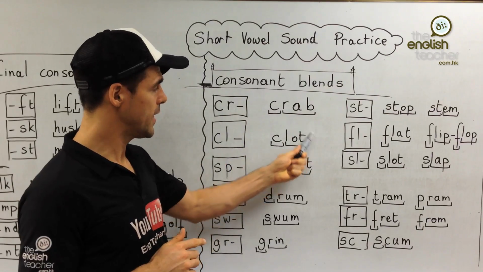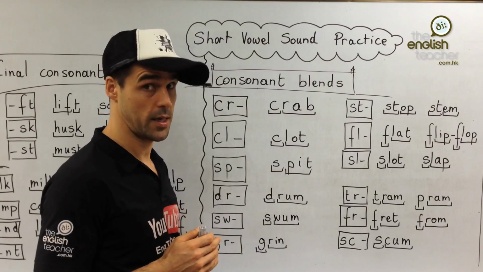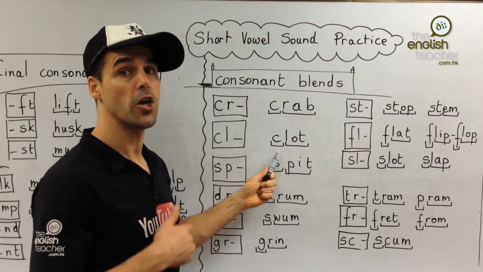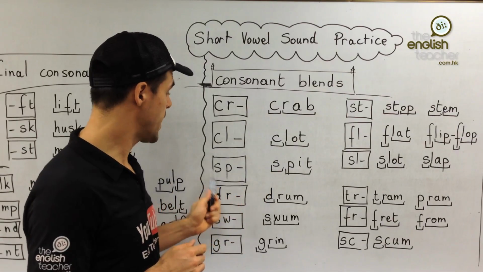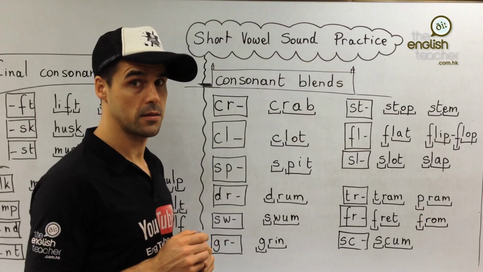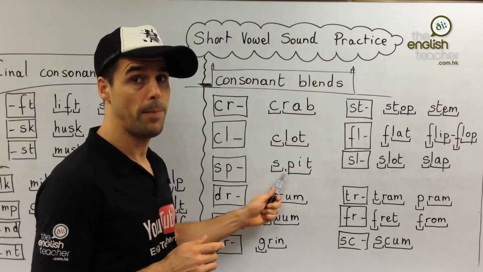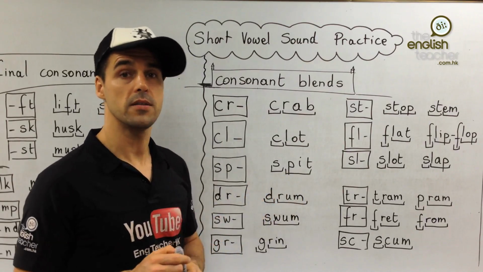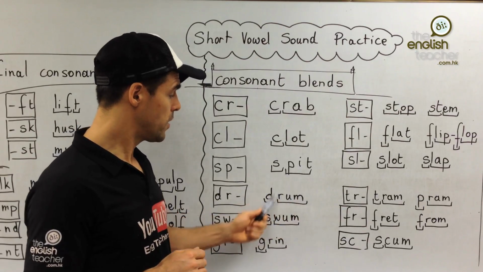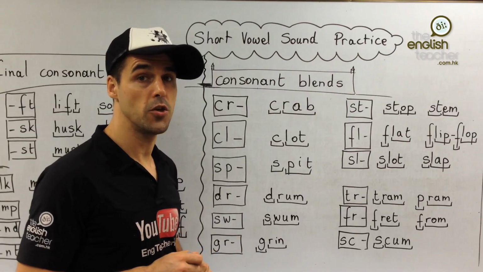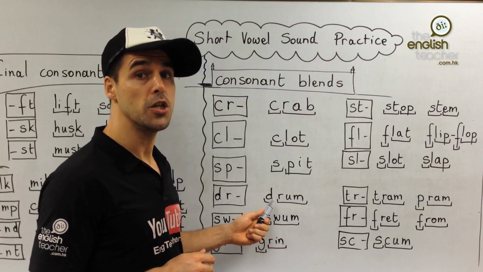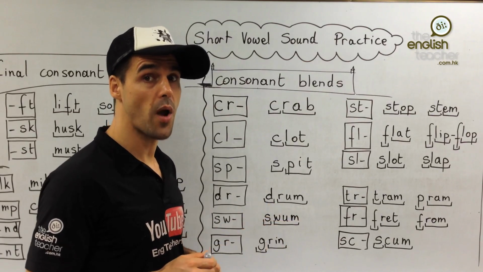CL. So we're going to say L-O-T first. That is O like in hot. So we're going to say lot, lot. And with the C, which sounds like a K, we're going to say clot, clot. The next one, SP. We're going to take the last 3 letters, and that's the I like in sit. Pit. So we say pit, and then with the S, we're going to say spit, spit. Next one, DR. First the last part, R-U-M. So we're going to say the U like in cup, rum, rum. And then D, drum, drum.